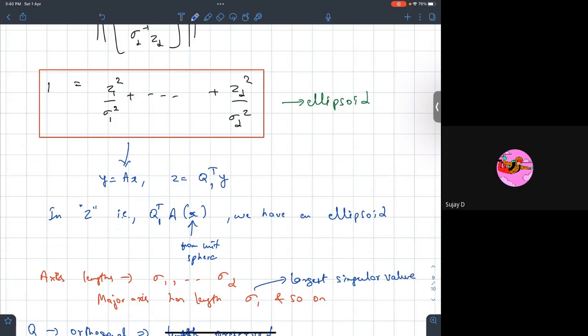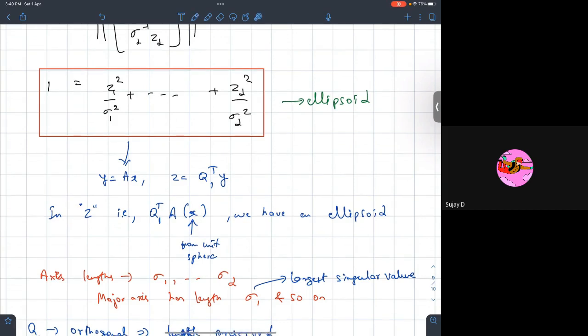Okay. The second thing I want you to notice is if I take something from a unit sphere and apply a matrix A to that, left multiply by A, then rotate, then what I get is an ellipsoid equation. Now what is this Q1 doing? It's just rotating. So even if I don't rotate, I will get an ellipsoid equation. Is that clear?